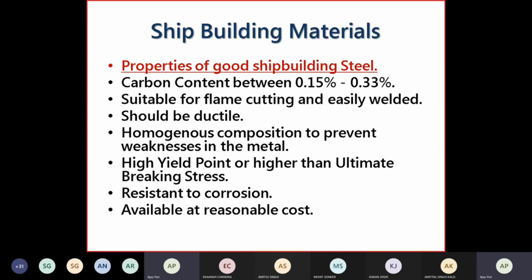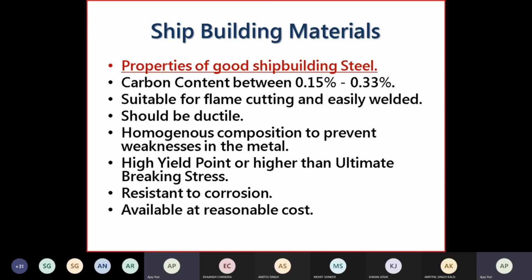So we have done your stress strain relationship, and now we'll continue with your steel. What are the properties of good shipbuilding steel? One property is that the carbon content should be between 0.15 to 0.33%, and it should be suitable for flame cutting and easily welded. It should be ductile. It should have homogeneous composition to prevent weakness in the material. It should have a high yield point and higher ultimate breaking stress. It should be resistant to corrosion, and the cost should be reasonable.